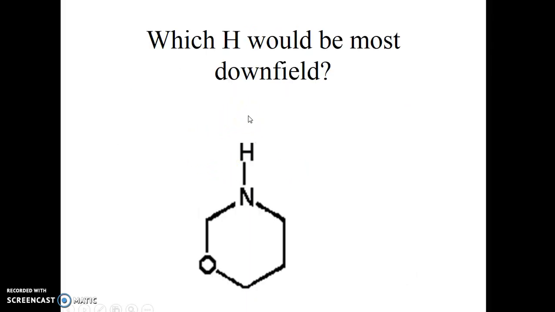Which hydrogen would be most downfield? This hydrogen is on a carbon that has 2 electron withdrawing groups on it, so that would be most downfield.